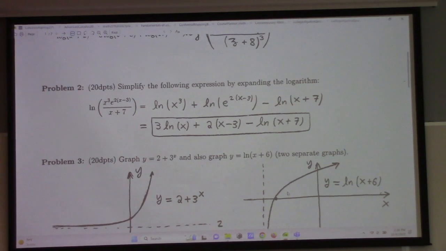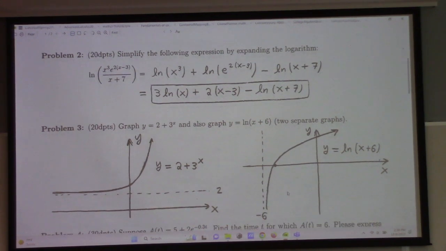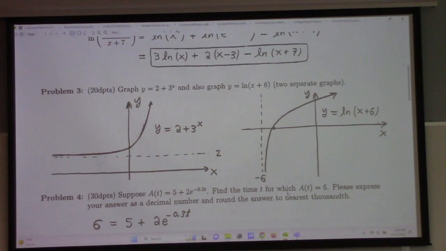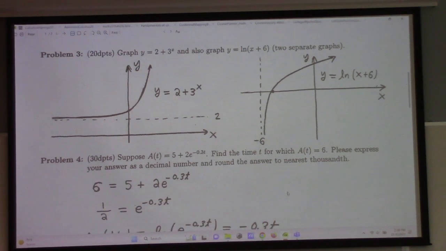Now, we haven't talked a lot about graphing. Probably we should talk more about graphing. I'll probably do that another day. But here's one anyway. 2 plus 3 to the x. Basically, it's got a horizontal asymptote at 2. You take the 3 to the x graph and you shift it up 2.